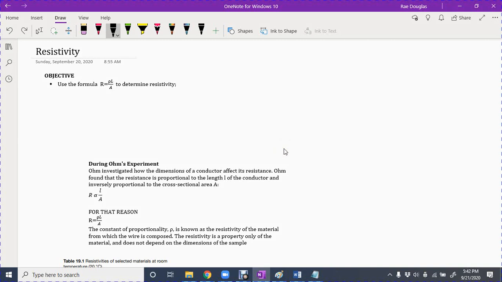All right. Another aspect of the physics unit 2 syllabus requires for us to use this formula that we will look at in great detail throughout this lesson. And as a matter of fact, the title of this lesson is Resistivity, right?